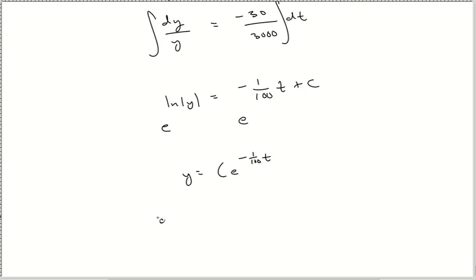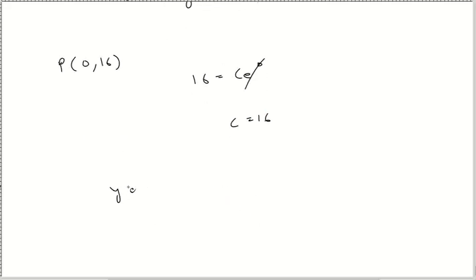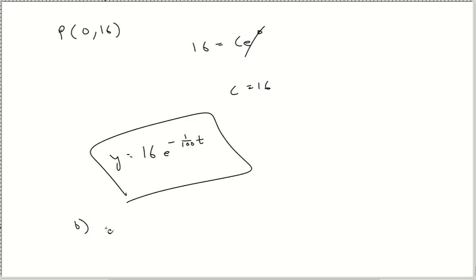Just looking ahead here. My initial point was at time 0, we had 16 kilograms of salt. And so I can actually plug that in as 16 is equal to C e to the 0. That, of course, goes away, so 16 is my C. And so my final answer here for the function is 16e to the negative 1 over 100 t. And then it says, use this formula whenever t is equal to 10. Find out what y is. And so I plug it in, and I get a 14.5.